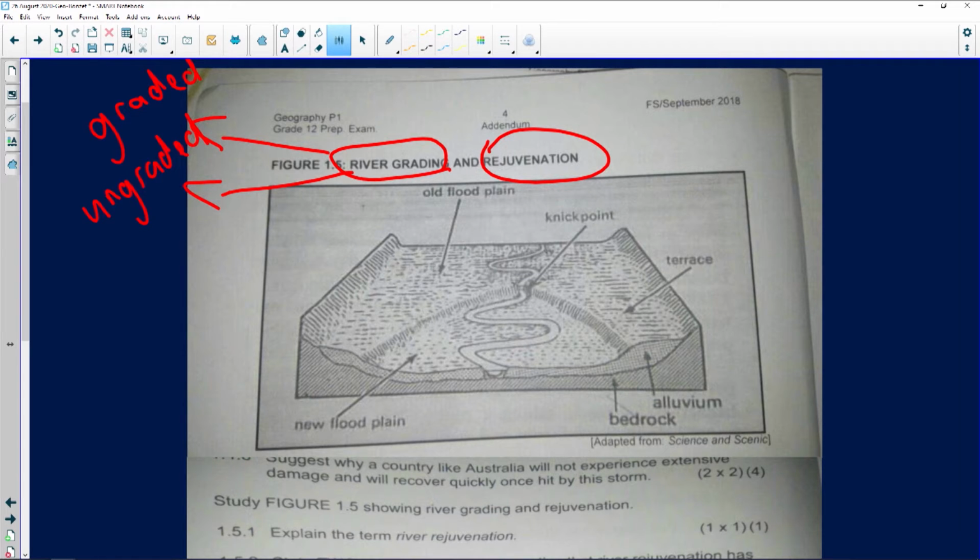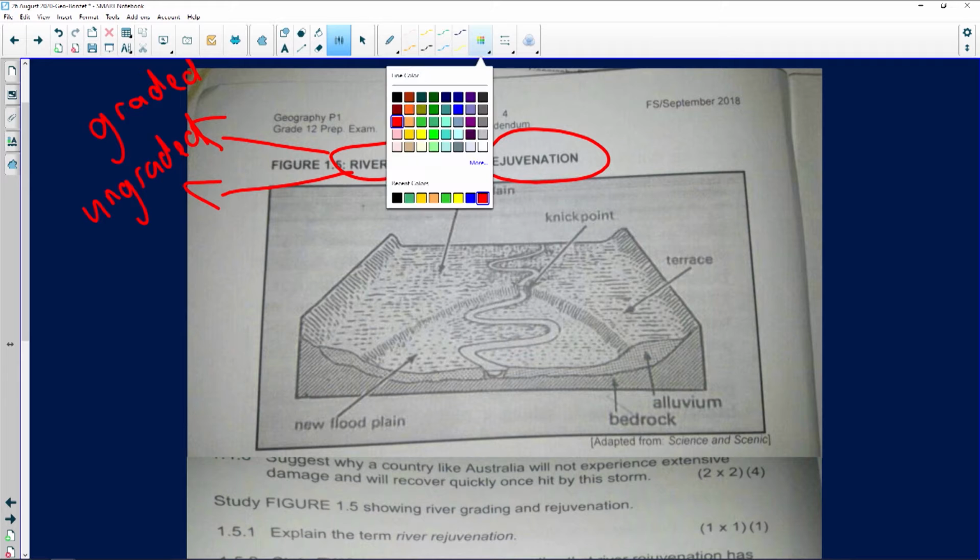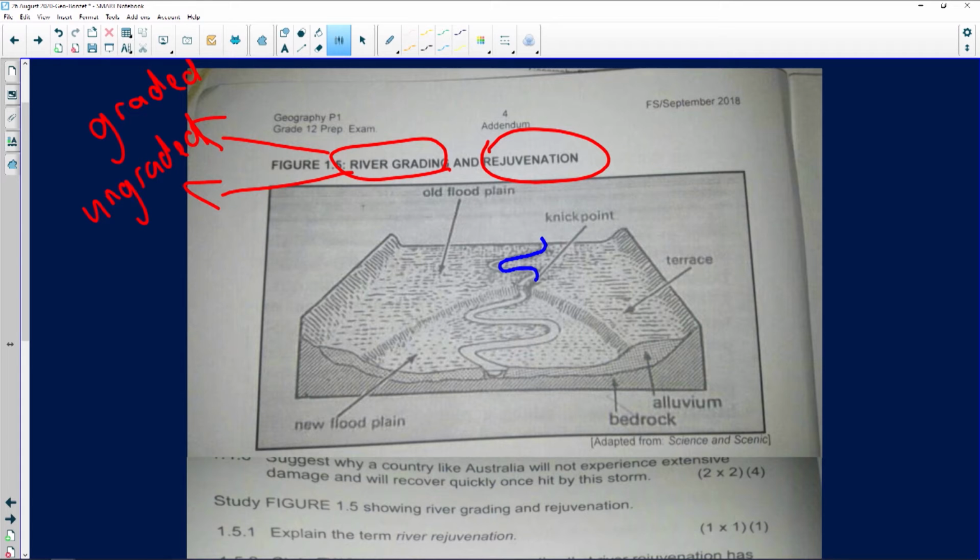Okay, and rejuvenation is in the question, but before I have a look at it, let's quickly have a look at what's been given to us. If you look at the diagram, first of all, I see a river, and it's meandering, as you can see. The river is definitely meandering, so that's definitely a tip. And when that happens, we can say it's in the middle course of the river or in the lower course. Very importantly, this never happens in the upper course.